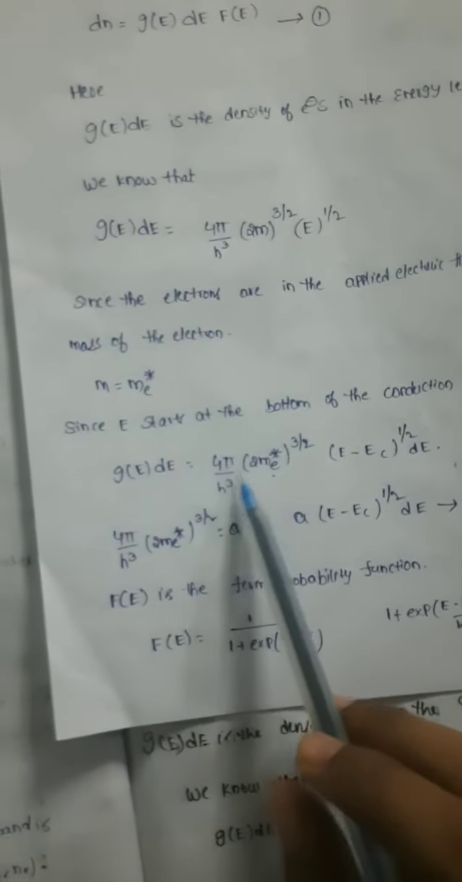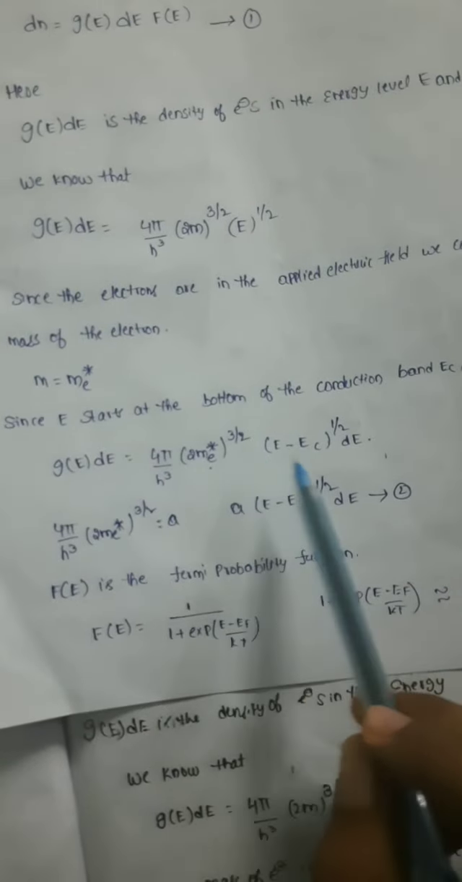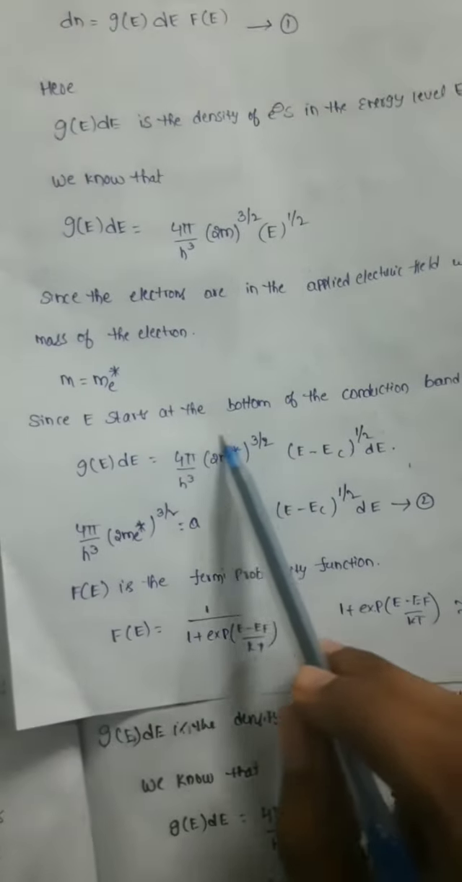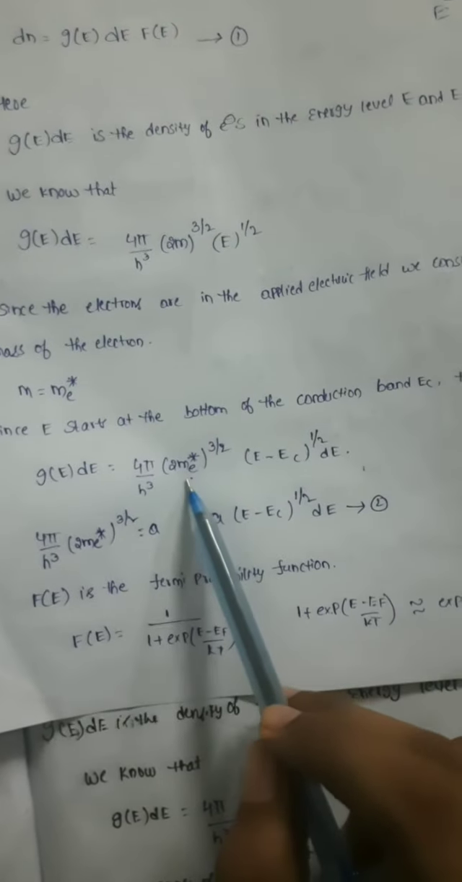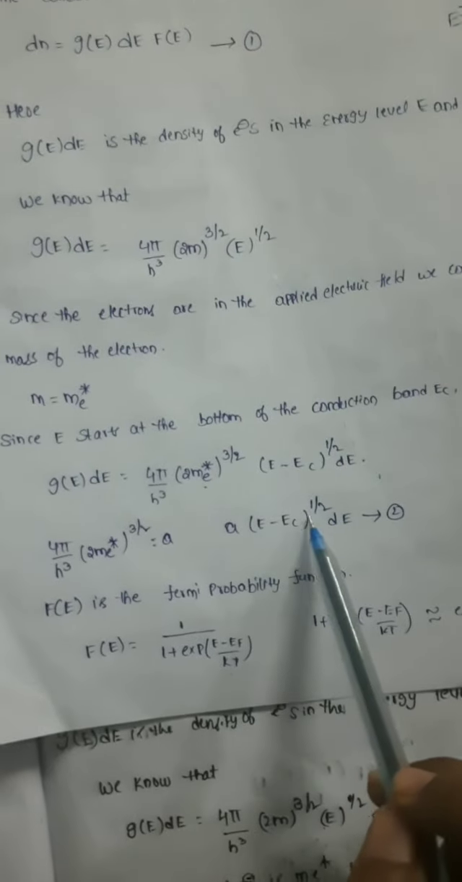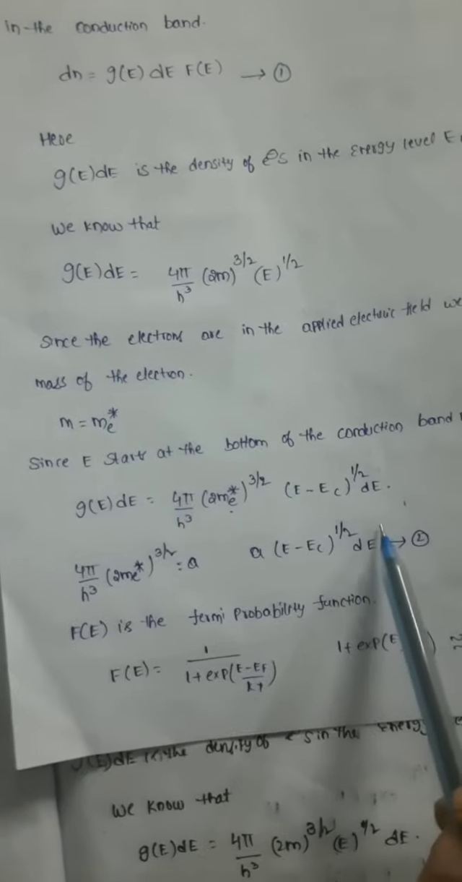So we get 4 pi by h cube into 2m star whole power 3 by 2 into E minus EC whole power 1 by 2 into dE. After replacing 4 pi by h cube into 2m star whole power 3 by 2 with A, we get an expression A into E minus EC whole power 1 by 2 into dE, and this expression we will consider as 2.